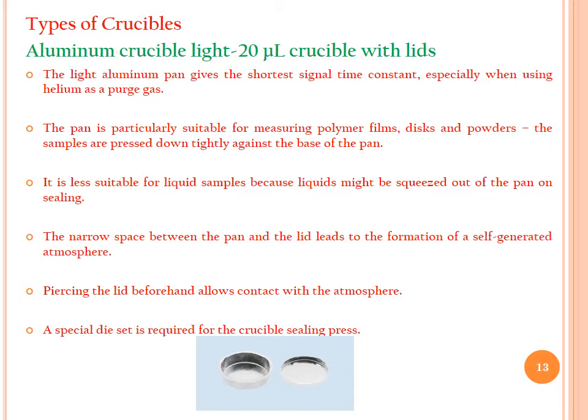It is less suitable for liquid samples because liquid might be squeezed out of the pan on sealing. The narrow space between the pan and the lid leads to the formation of a self-generated atmosphere. Piercing the lid beforehand allows contact with the atmosphere. A special die set is required for the crucible sealing process. The crucible and the lid are sealed by a specially designed die.